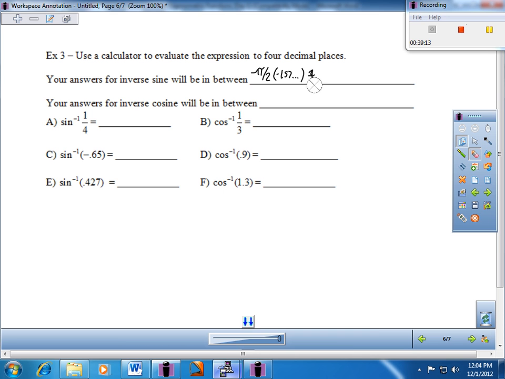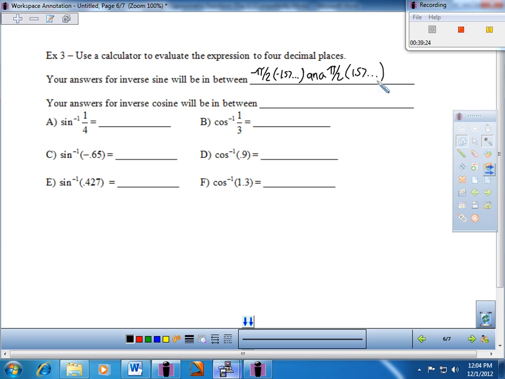and to pi over 2, which again is about 1.57. So when you do inverse sine on the calculator, it will only give you numbers in between those, if it's defined at all. For cosine, of course, it's different. When you do inverse cosine on the calculator, it's going to be somewhere in between 0 and pi. And remember, pi is around 3.14.